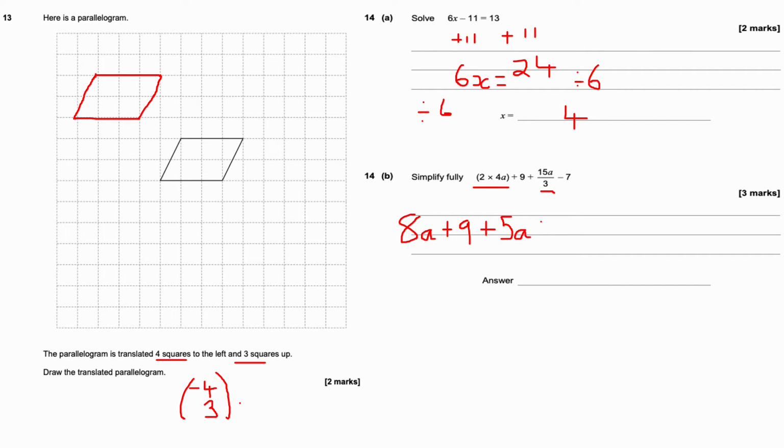Subtract 7. I'm now going to collect my like terms. 8a plus 5a simplifies to 13a, and then 9 take away the 7 is positive 2. So I get 13a plus 2. These are my like terms: the a's, and then my numbers are my other like terms. So this is collecting like terms.